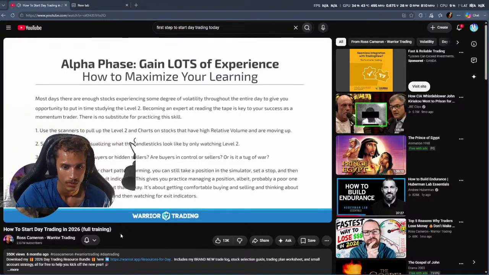So most days, there are enough stocks experiencing some degree of volatility throughout the entire day to give you the opportunity to put in time studying level 2, studying your ability to read the tape, studying your ability to read candlestick charts, and even studying your ability to choose and find these stocks that are volatile, all of which you're going to learn a lot more about in today's episode. So step 1 is start practicing. Just start getting your feet wet, because a lot of the theory questions you might have about how trading works, how it works to buy and sell, are going to be answered just as you begin pressing those buy and sell buttons.